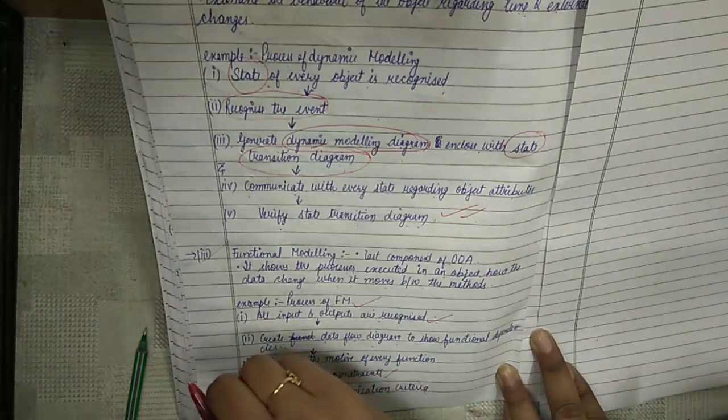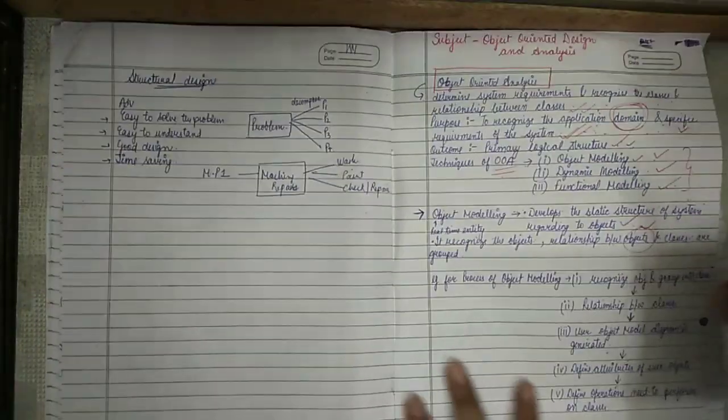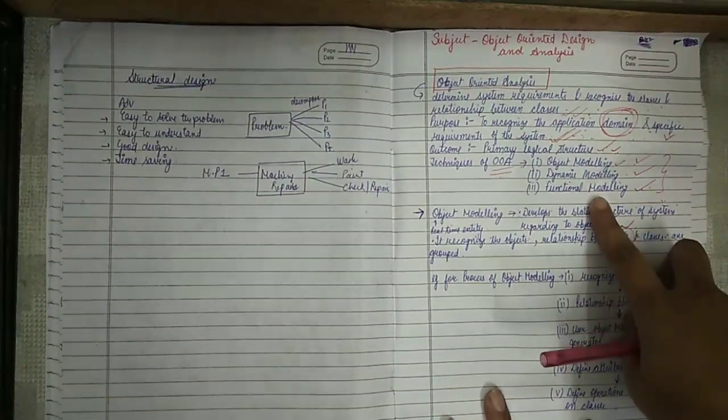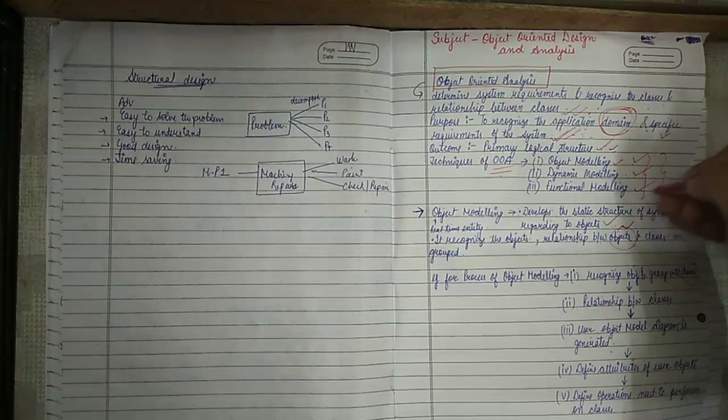So here were the three modelings in object-oriented analysis: object modeling, dynamic modeling and functional modeling. I explained each of these modelings.